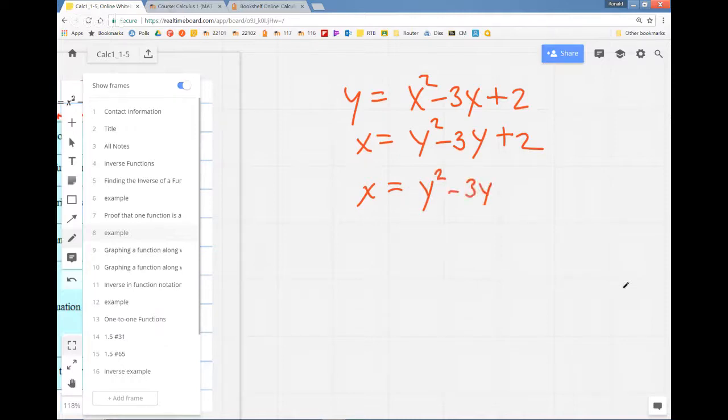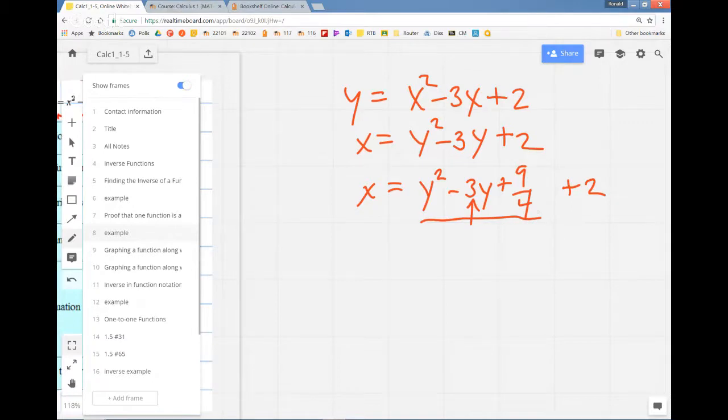So what you do when you complete the square is put the two y terms, leave a little space, and move the plus 2 over. Now what you want to do is take half of this middle coefficient. Half of 3 is 3/2, and 3/2 squared is 9/4. That's the perfect number that will make this into a perfect square trinomial.